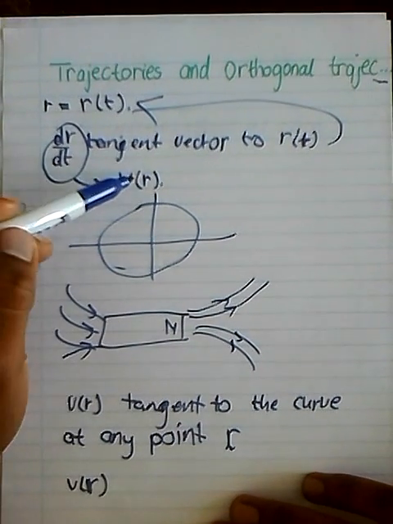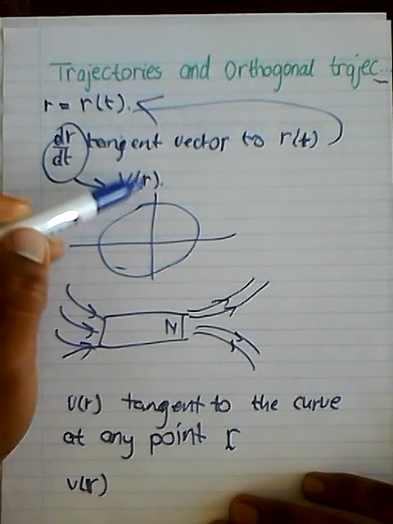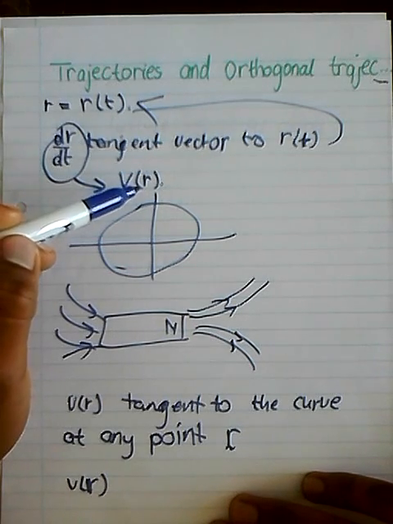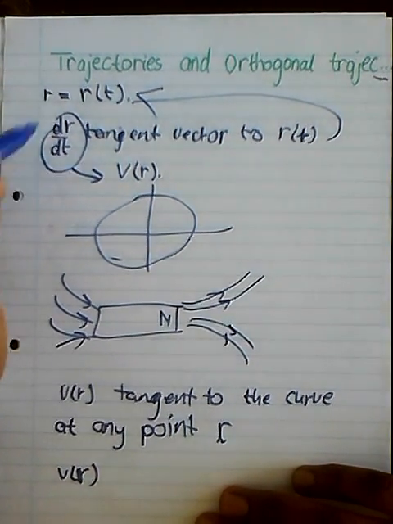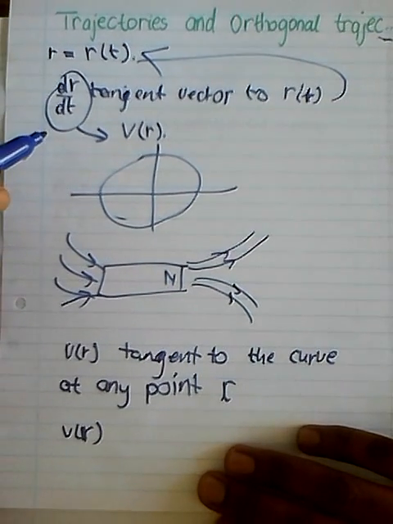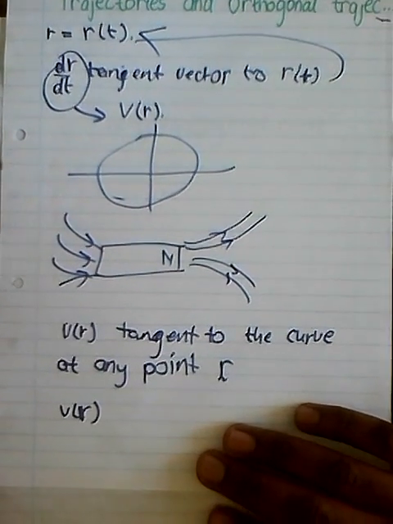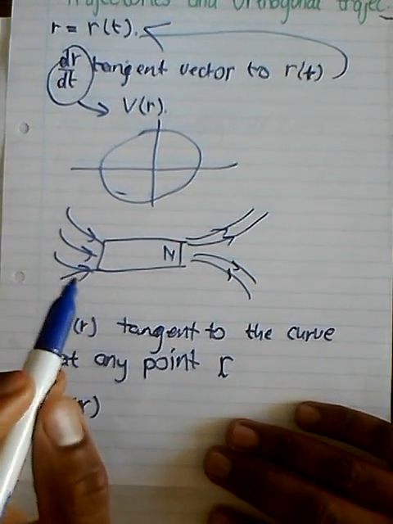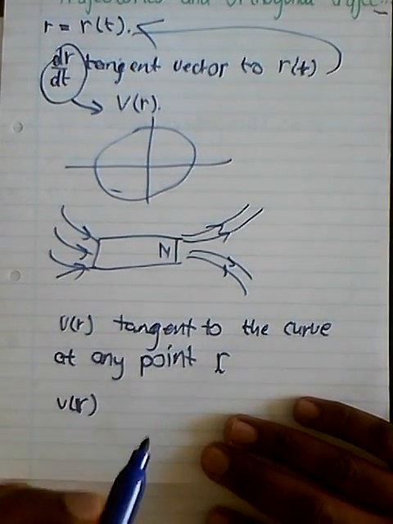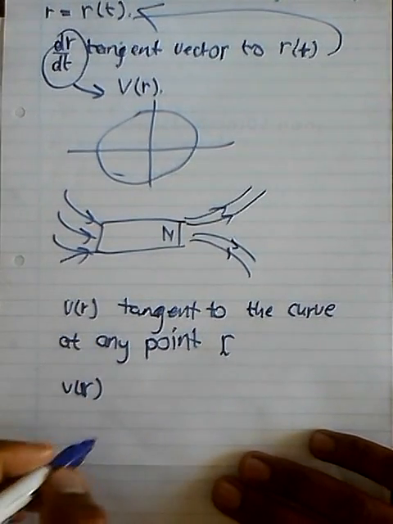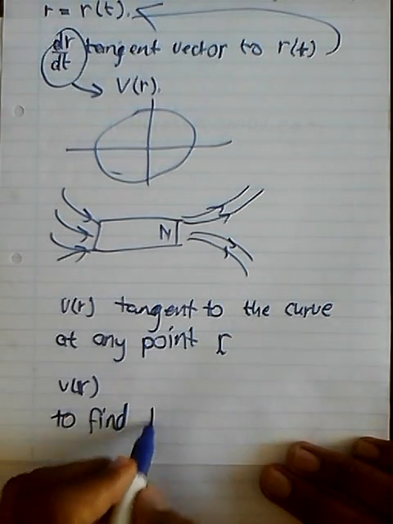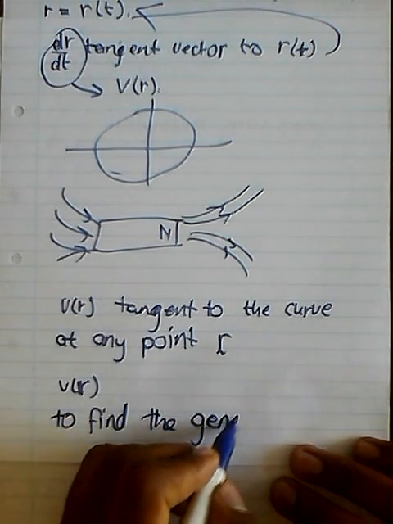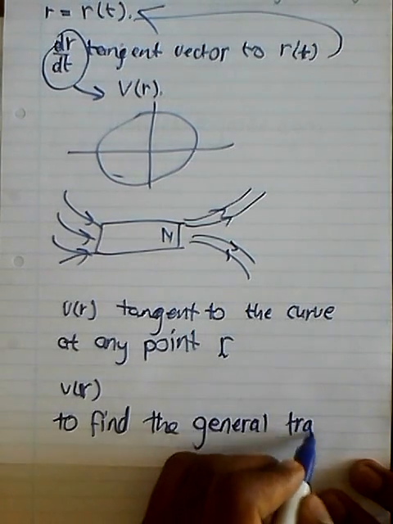So when we take this v and solve the differential equation of that, we are going to get r of t. The equation that we get after solving a differential equation is what is known as our trajectory. So that is what we do to find the general trajectory.